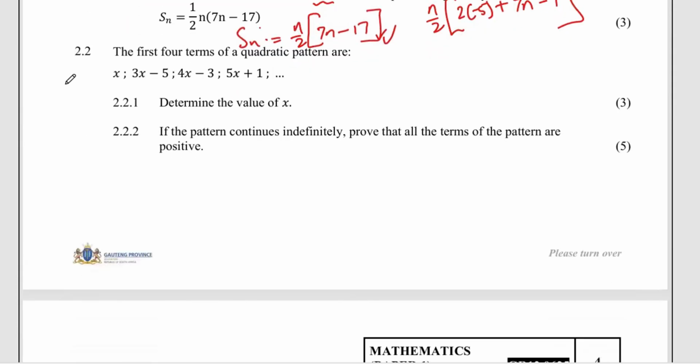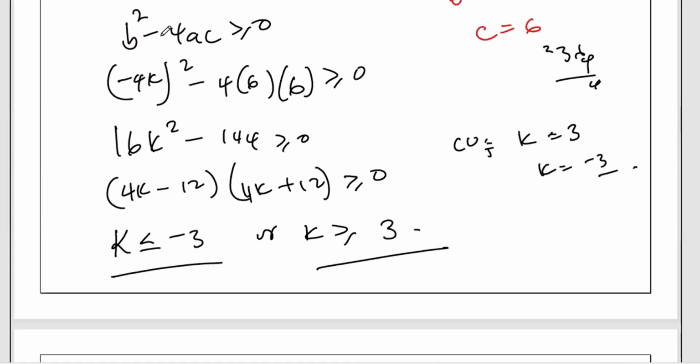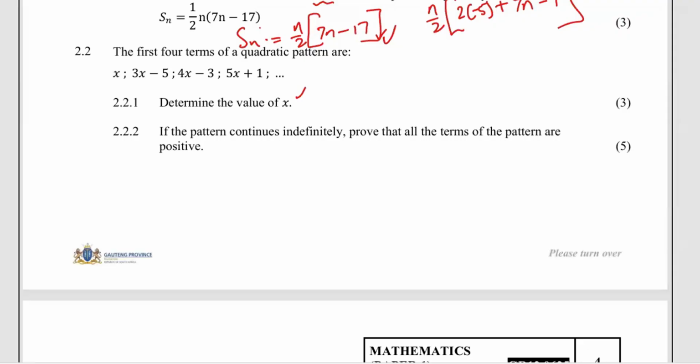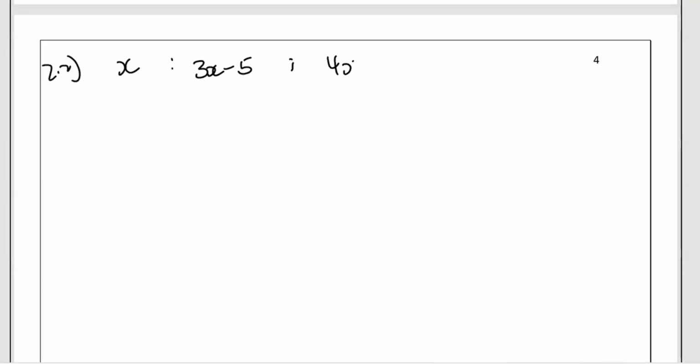Then 2.2, they're telling us the first 4 terms of a quadratic pattern are this. They want us to get the value of x. So let me jot them this side and see. This is 2.2. So the first term is x. Then 3x minus 5. And then the next one is 4x minus 3. And then lastly, we have a 5x plus 1.